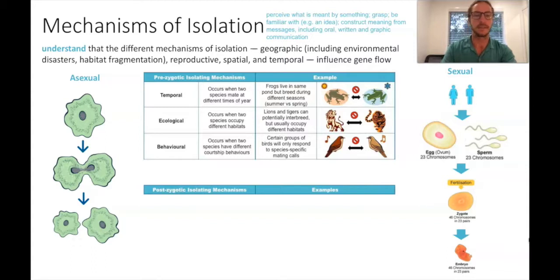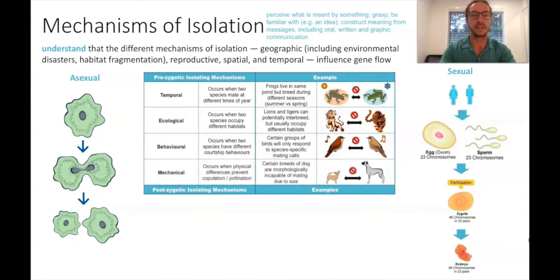And then lastly, we have mechanical isolation. And this is when there are structural or physical barriers that prevent species from interbreeding with each other. And certain breeds of dog are morphologically incapable of mating due to size. Not all breeds, and we're going to talk about that a little later on. So that is all for prezygotic barriers.